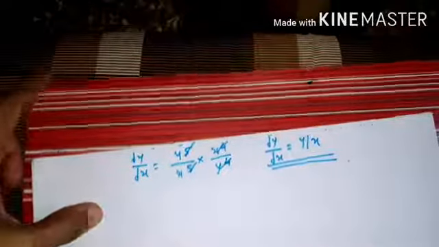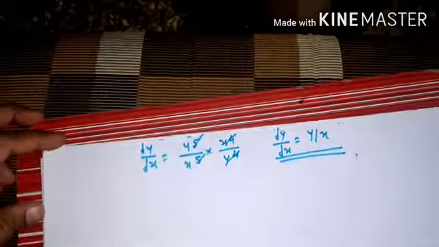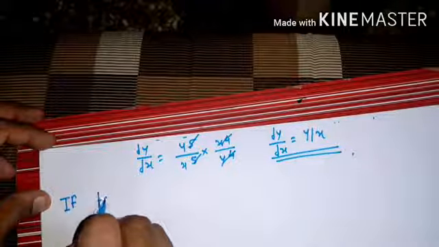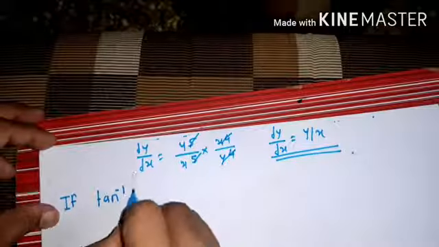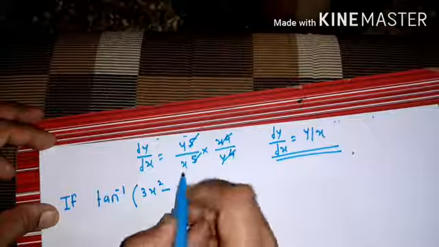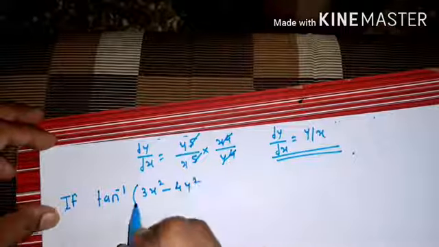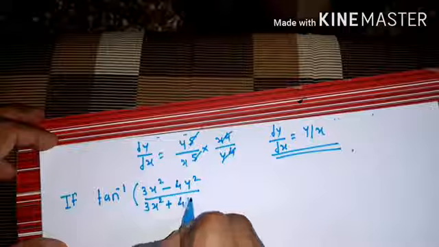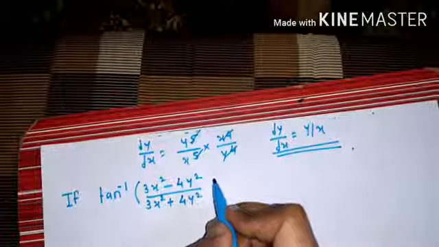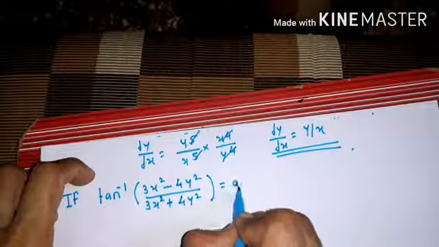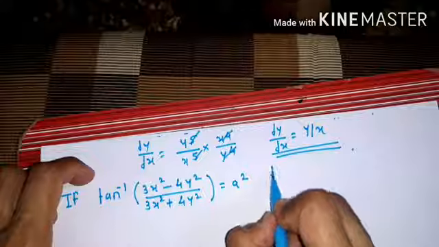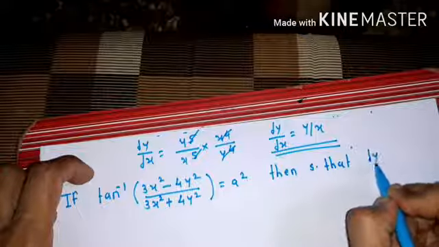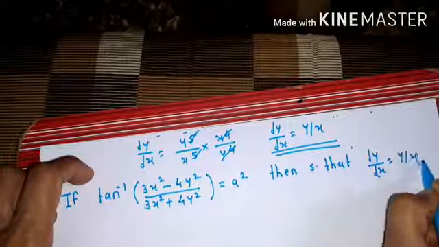If tan inverse of (3x² − 4y²) upon (3x² + 4y²) is equal to a², then show that dy by dx equal to y upon x.